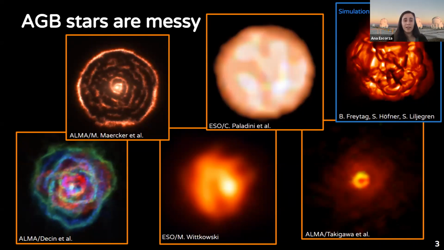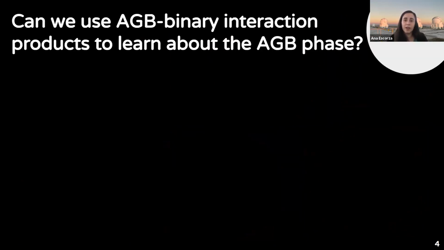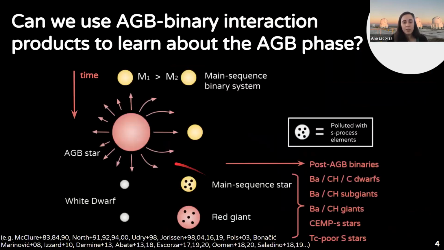I'm not saying it's not doable. There are great works there, but what I am proposing here is looking at the products of binary interaction, of interaction in binary systems that involve AGB stars, and in particular, barium stars, but there are others. Barium stars are these guys down here. They are not the only product of binary interaction with AGB stars. There are others: CH stars at lower metallicities, the carbon-enhanced metal-poor stars that also show enhancement in these s-process elements, and technetium-poor S stars that are the more evolved counterpart of these systems.